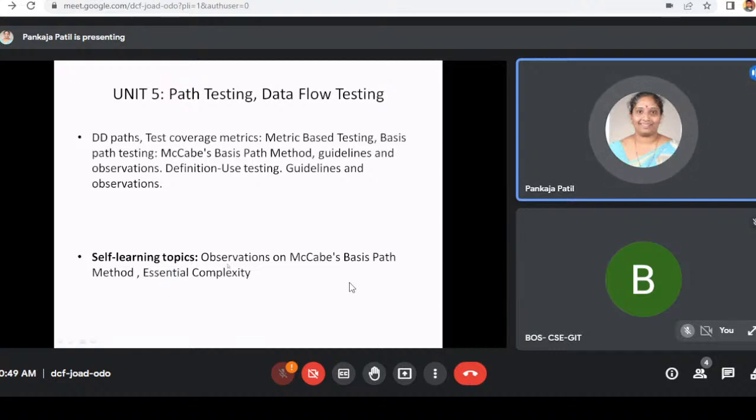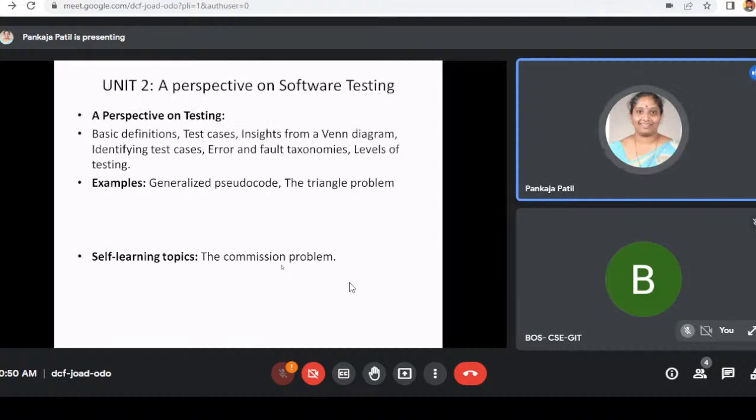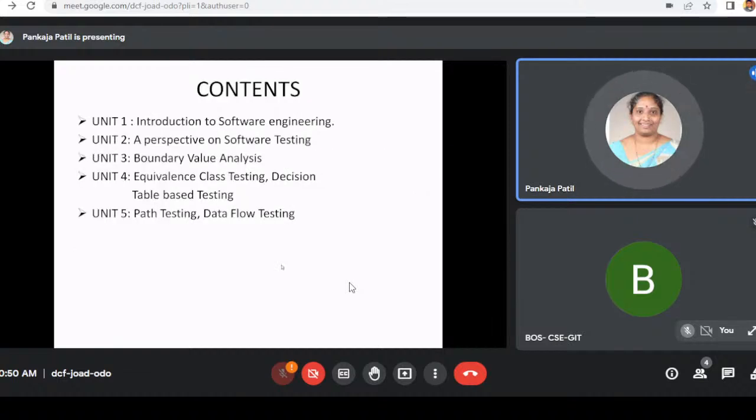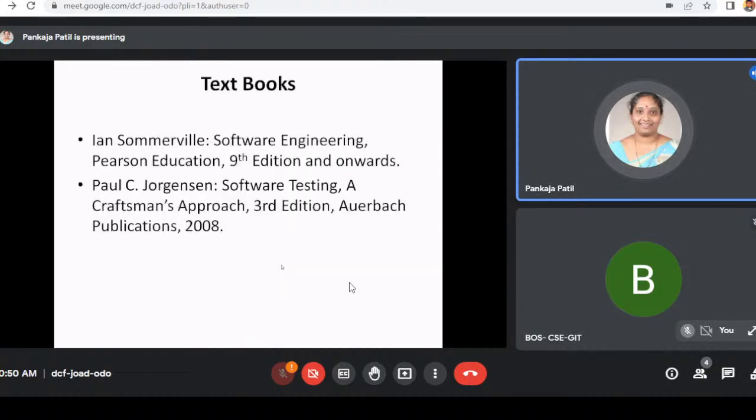Then there is a self-learning topic, where by using different problems you are going to apply the basis path method and find out independent paths in a given graph or in a given flow chart, right? So these are the 5 units present in software testing. Basically, the software testing open elective covers in unit 1 software engineering basics. Units 2, 3, 4, 5 are the topics related to software testing, right? And these are the contents.